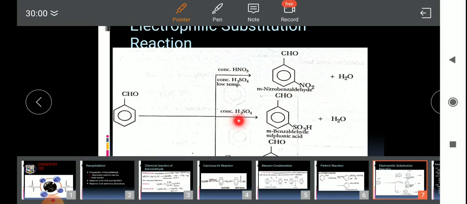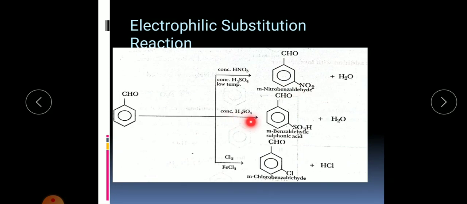Similarly, when you carry out the sulfonation process, what will happen? There will be an attachment of the sulfonyl group SO3H, and we know that benzene with SO3H is known as sulfonic acid, and at meta position we have the aldehyde, so this compound can be named meta-benzaldehyde sulfonic acid. So these are the electrophilic substitution reactions of benzaldehyde that we have studied just now.